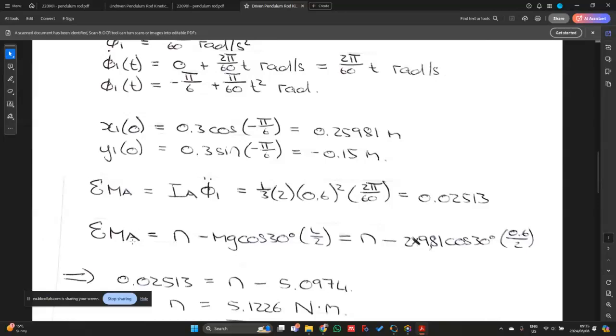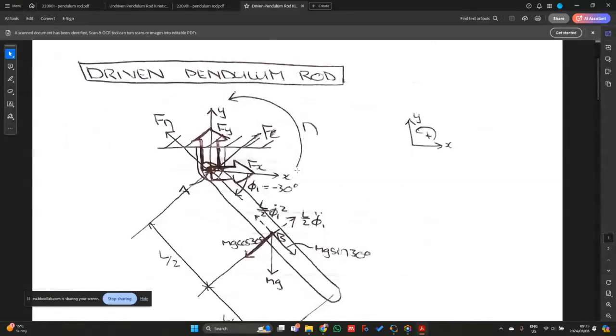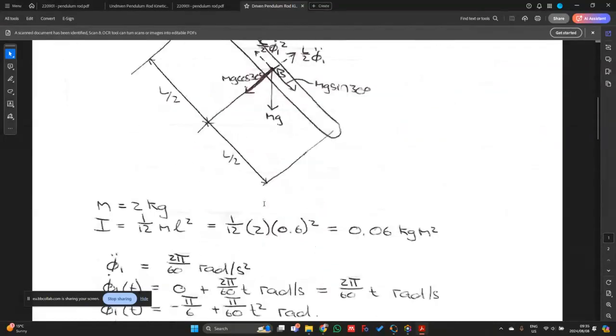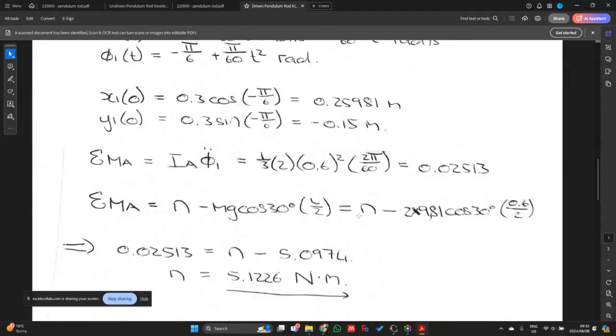And then on the left hand side, I just have to add up all of the moments caused by the forces. Since I have this resultant moment, or this input moment over here, it's going to be n plus what I previously had, which was this negative moment caused by this mg cosine 30 degrees over here. So I just have to place that in as well, and this is the calculation that I do on the left hand side. If I combine the left hand side with the right hand side, my moment at the end should be 5.1226 Newton meters.